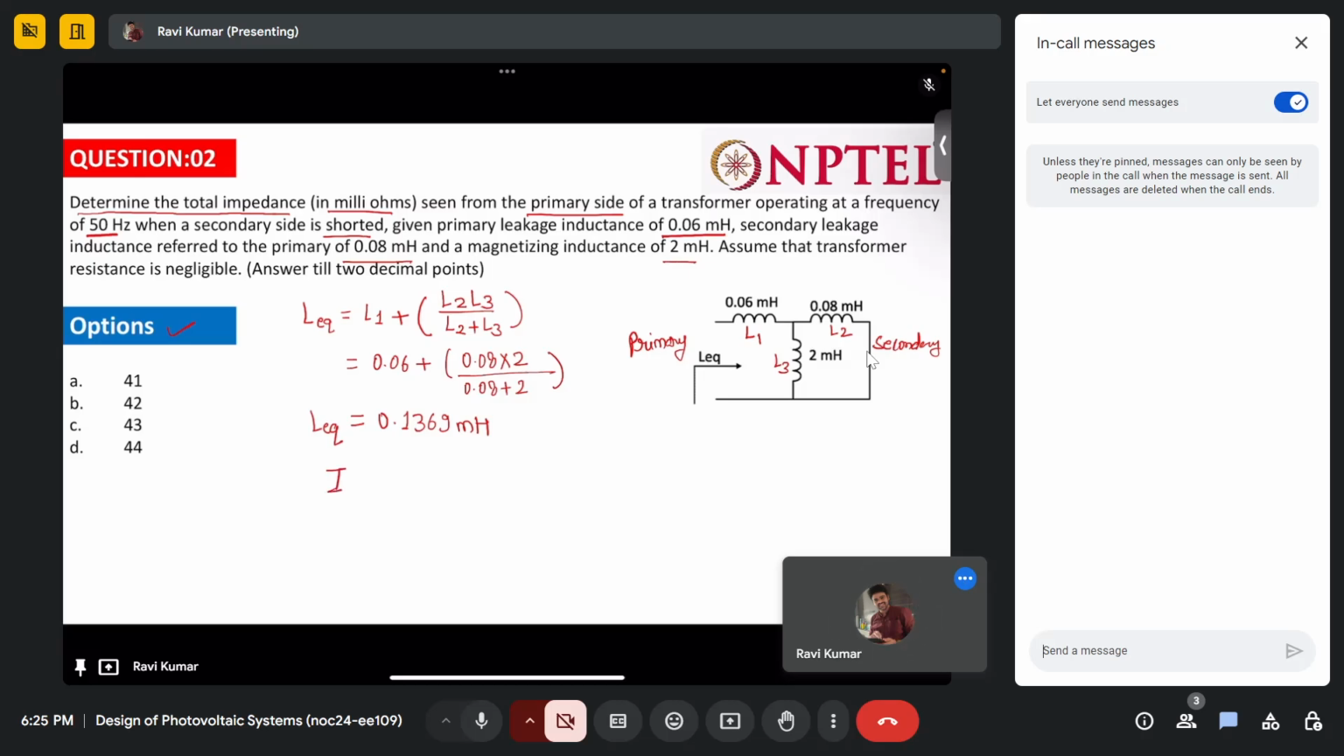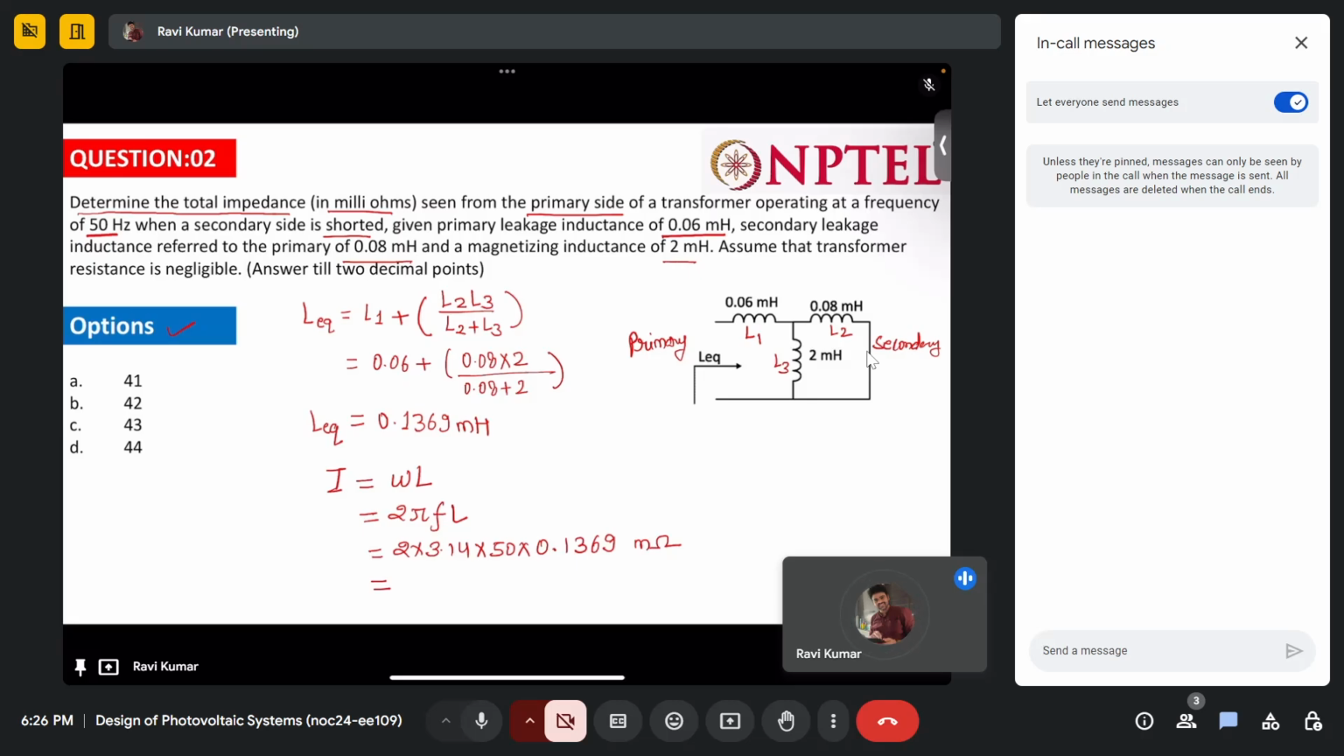So this inductance will be omega L. Omega, frequency is given in hertz, so 2 pi f L. So it is 2 into 3.14 into 50 into 0.1369 milli ohm, into 2, into 4 into 3.14 into 50.